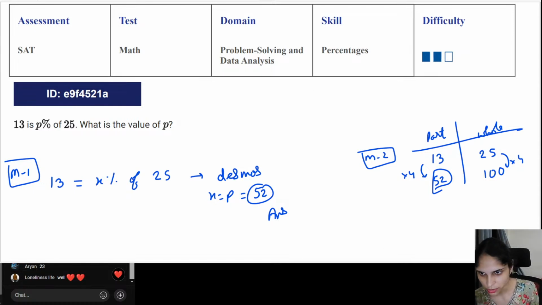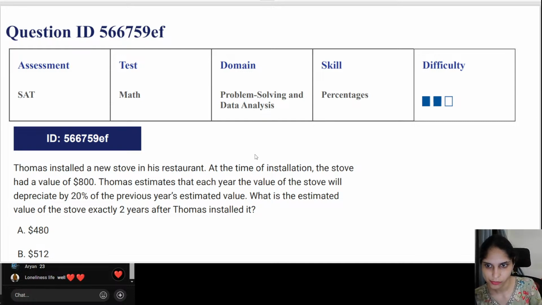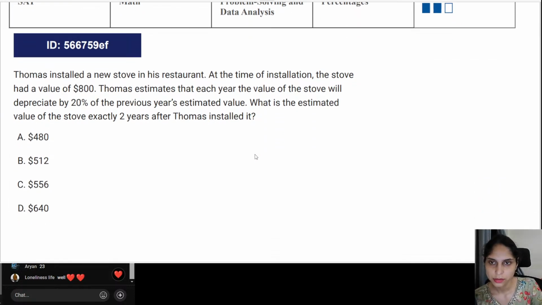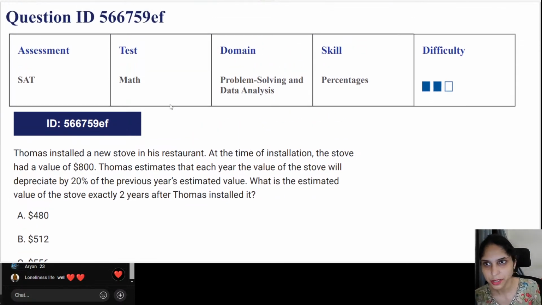45 is the next question, and I think 45 is the next and the last question of medium word problems. Let me write the question number. Sometimes I'm writing, sometimes I'm not.